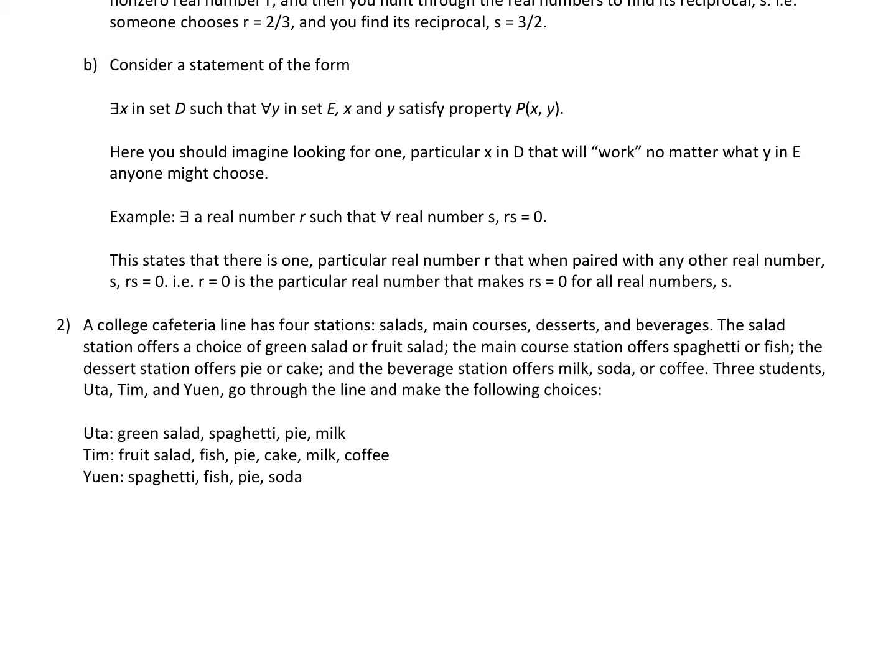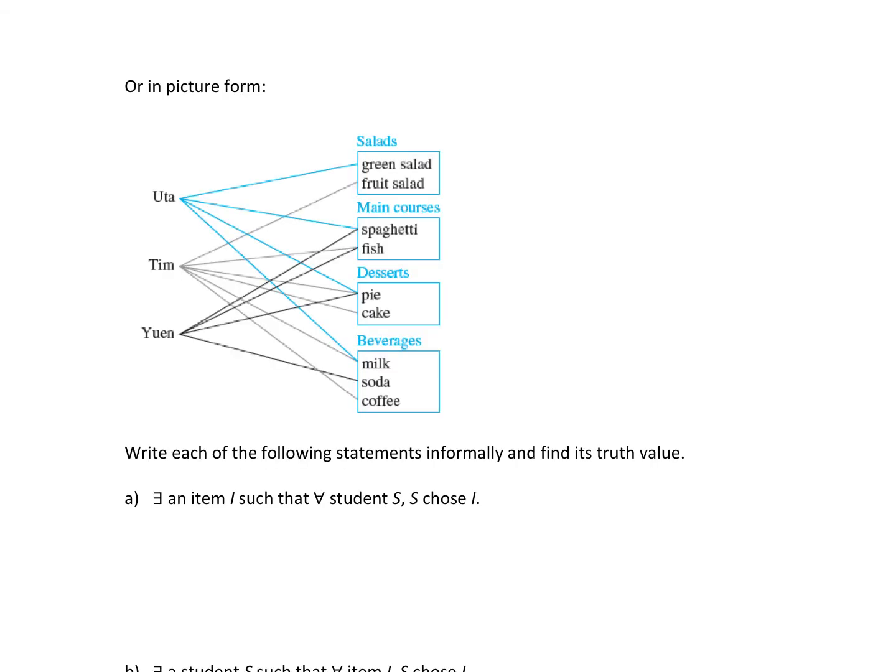A college cafeteria line has 4 stations: salads, main courses, desserts, and beverages. The salad station offers a choice of green salad or fruit salad. The main course is spaghetti or fish, the dessert has pie or cake, and the beverage station is milk, soda, or coffee. So we have 3 students that go through the line and make the following choices. Uda, Tim, and Ewan each choose a dinner, and I have on the next page a picture of what they choose.